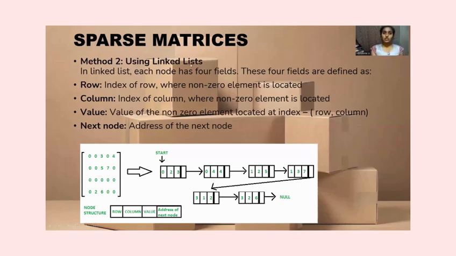Method 2 is using a linked list. In a linked list, each node has 4 fields. These 4 fields are defined as row, column, value, next node. Row: index of row where the non-zero element is located, and column: index of column where the non-zero element is located, and value of the non-zero element located at index row and column. Next node is the address of the next node. So this is a diagrammatic representation, or a block diagram.